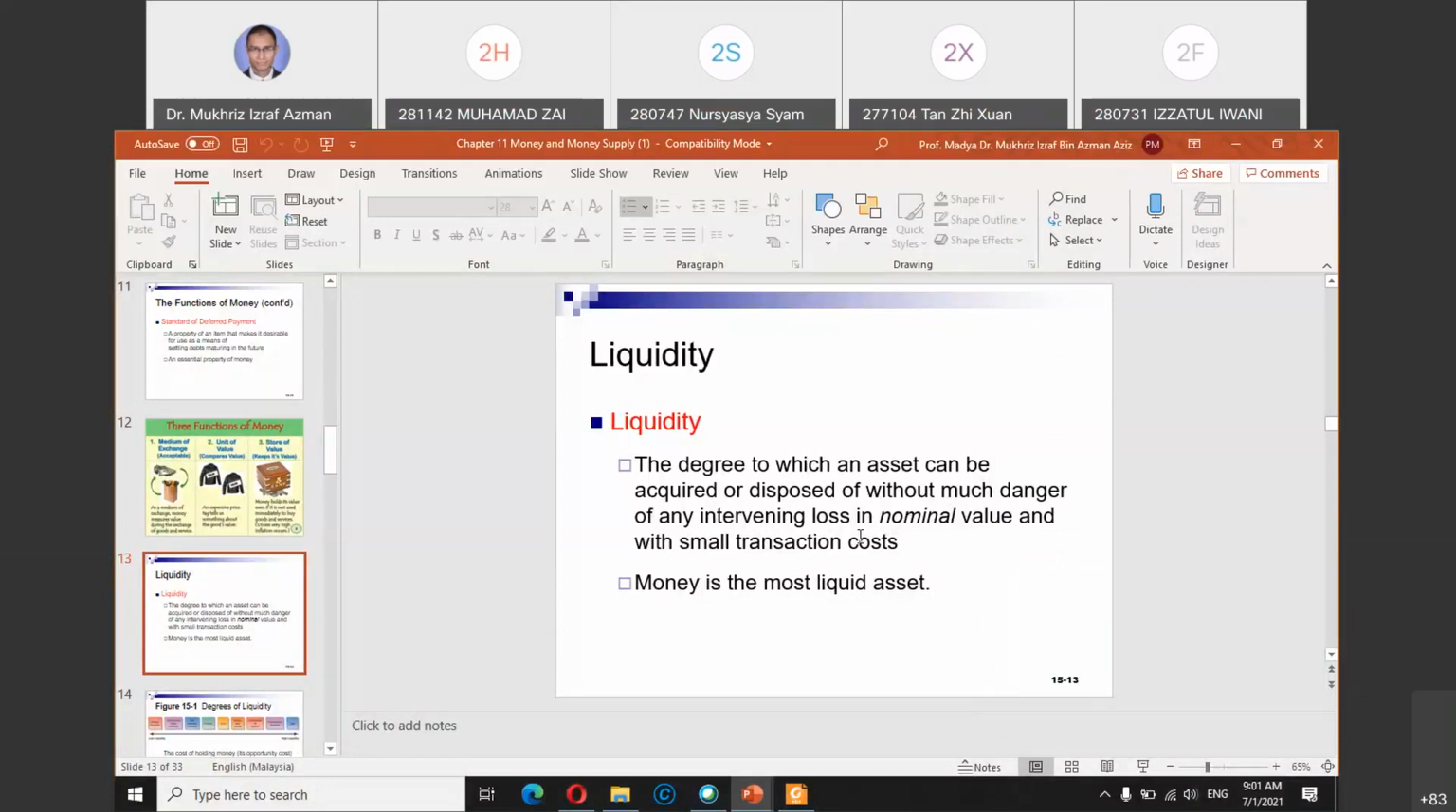For example, if you have cash, cash is the most liquid asset. But if you have other types of asset, for example gold or stocks, or even house properties, certain assets require a longer time to be liquidated, or to be sold. Money is the most liquid asset because you can instantly use your cash to exchange for things that you want to buy, rather than waiting to find buyers to buy your car, your land, your house, and whatnot.